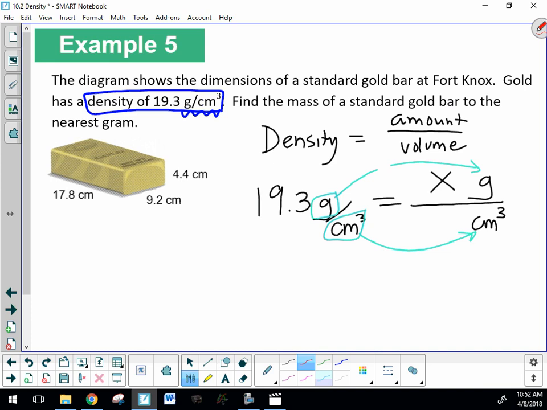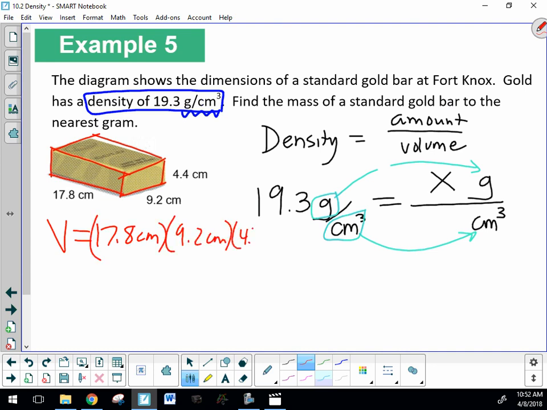So we need to know the volume of this thing. And it's a rectangular prism, so we're just going to times those three dimensions together. 17.8 centimeters times 9.2 centimeters times 4.4 centimeters. And I get 720.544 cubic centimeters. So that goes here in our equation.